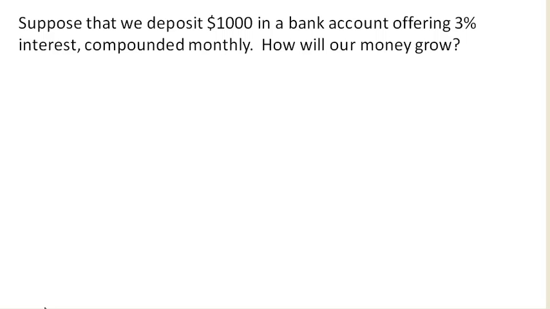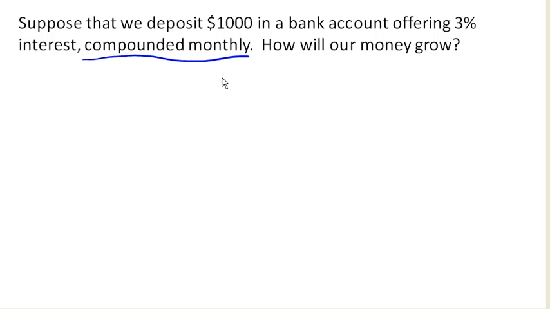Suppose that we deposit $1,000 into a bank account offering 3% interest compounded monthly. How will our money grow? And so the big difference between this and simple interest is this word compounded, that we're compounding our money.